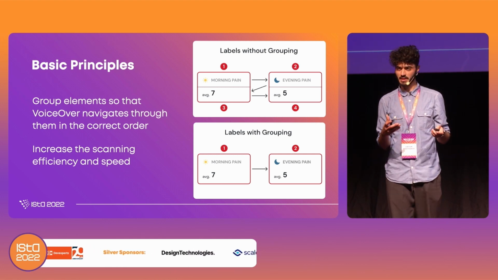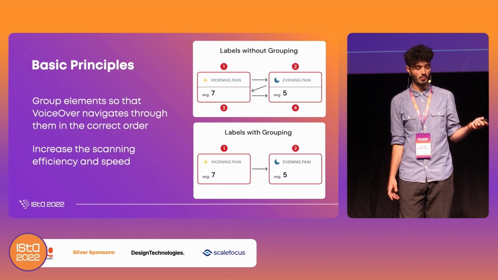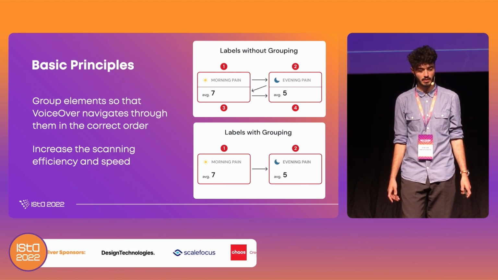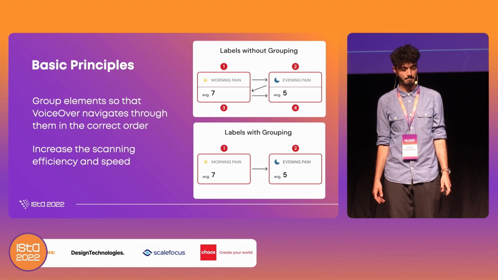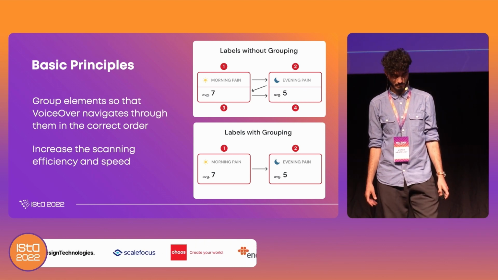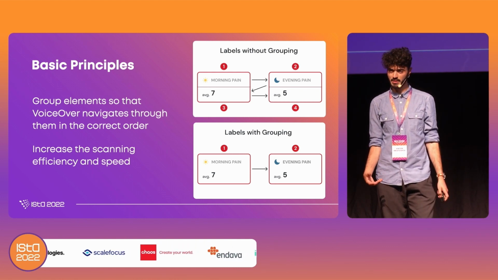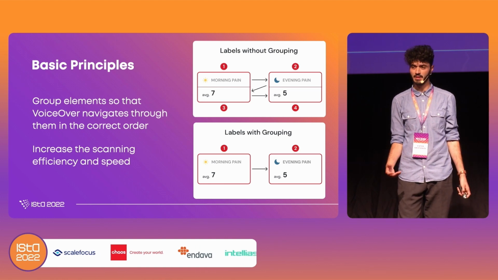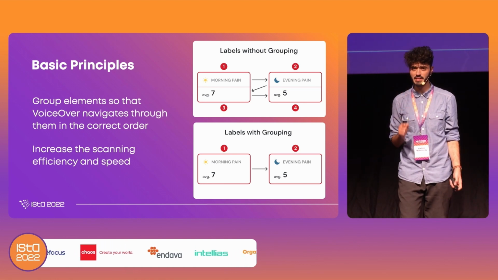If we need, in these cases, we can use elements grouping. Labels with grouping. Morning pain, average 7, evening pain, average 5. And this will significantly increase the scanning efficiency and the speed.